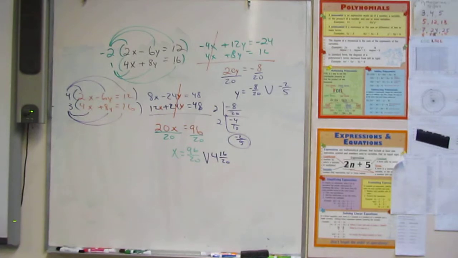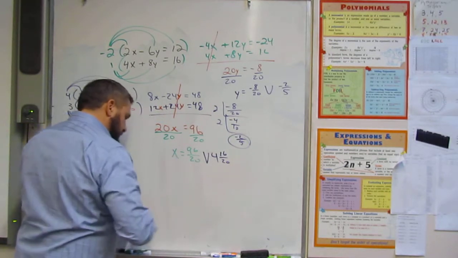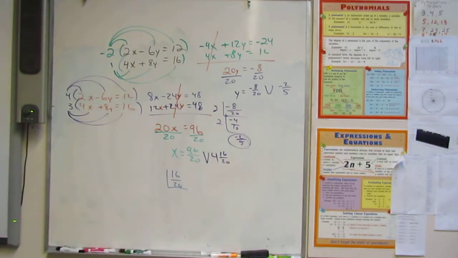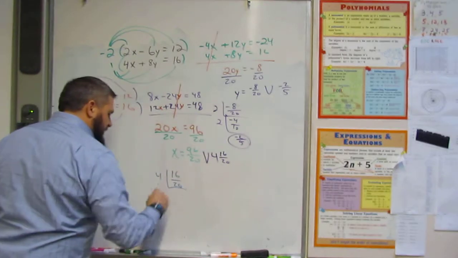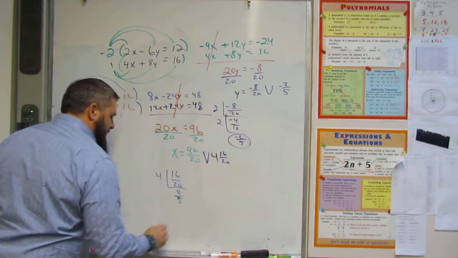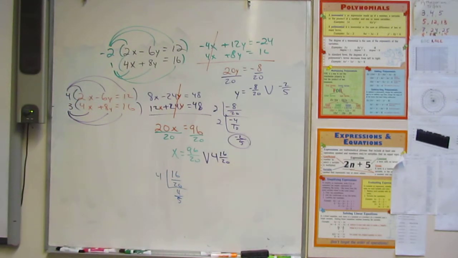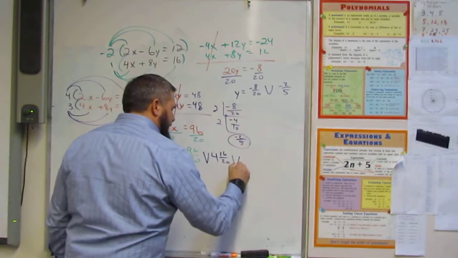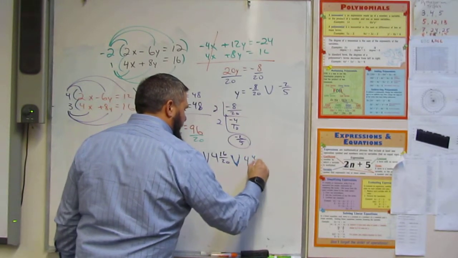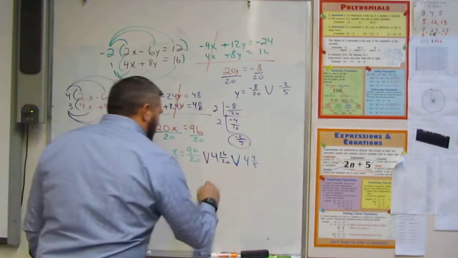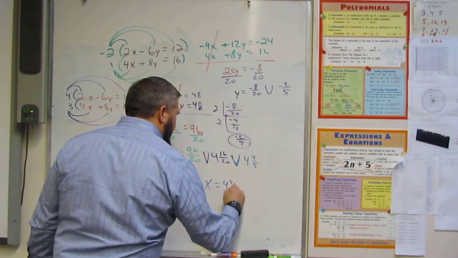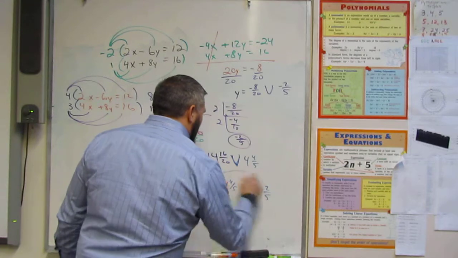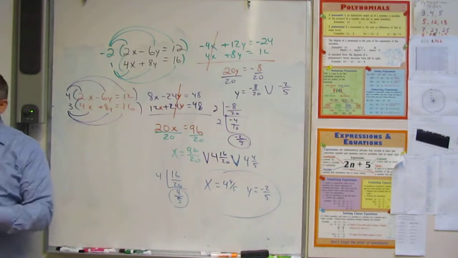Okay. And now we can take that 16 20ths. We say, well, what goes into both of those? 4. Okay. So 4 goes into 16 4 times. 4 goes into 20 5 times. Does anything go into 4 and 5 besides 1? No, it's just 4. So it's just 4/5. So now we can say 4 and 4/5. Okay. So now we know that x is equal to 4 and 4/5, and y is equal to negative 2/5, and that's what's going to make these work.